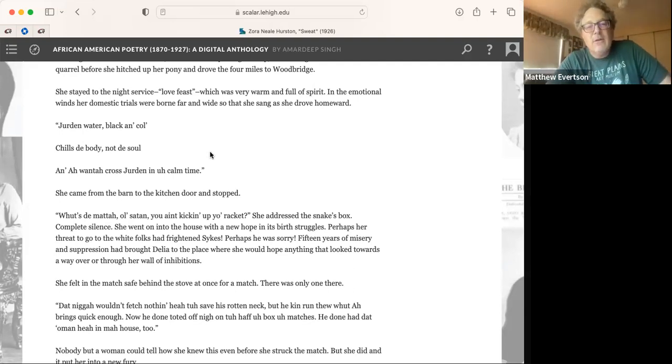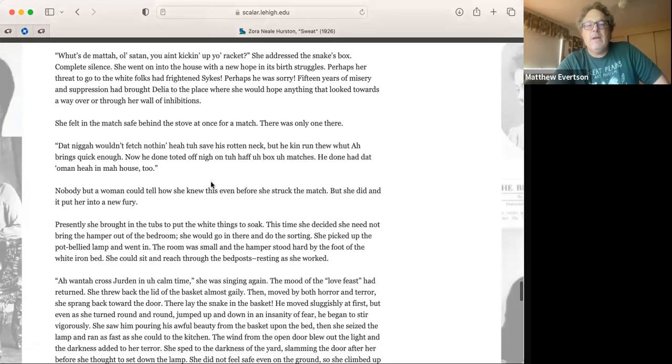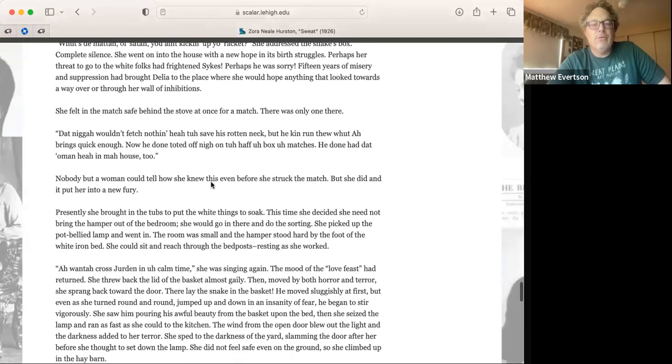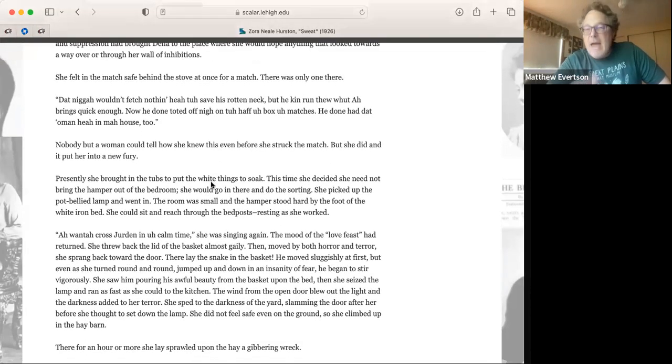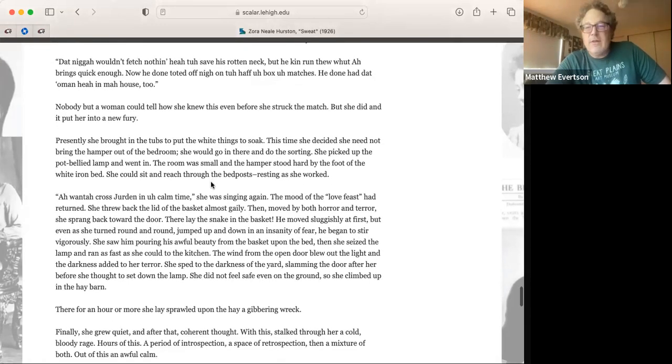And she's singing this tune and she comes to the door and she doesn't hear the snake rattling. And she says, "What's the matter, old Satan?" In case you missed the symbolism here. But we know that the snake is inside the house. 15 years of misery and suppression have brought Delia to a place where she would hope anything that looked towards a way over the wall of inhibitions. She felt in the match safe, but Sykes is such a jerk. He's taken all the matches. She knows that Bertha has been to the house, just misery upon misery.